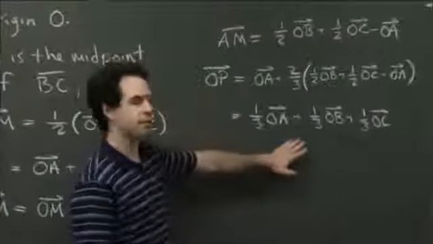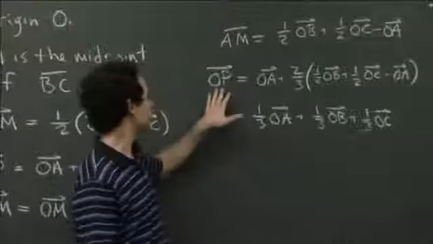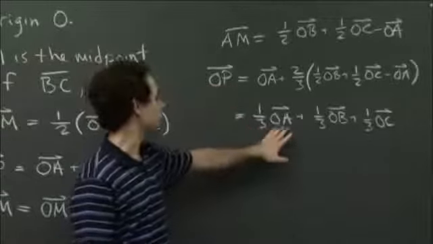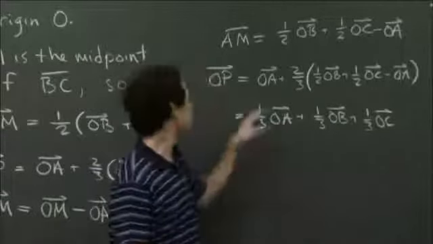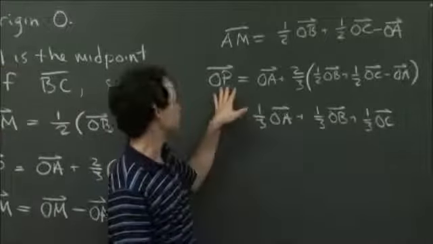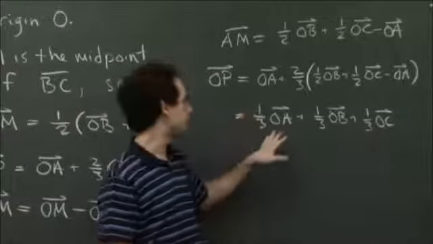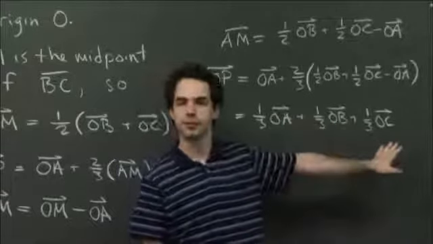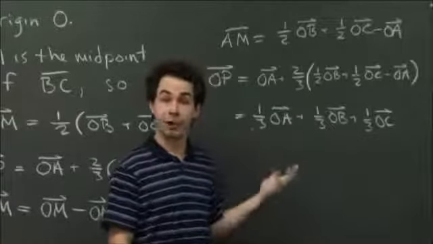So this gives us a simple formula for the position vector of P, that vector OP, in terms of the position vectors of A, B, and C. So in particular, because P is this special point, it's 1/3 of the sum OA plus OB plus OC. Okay, so that's where P is.